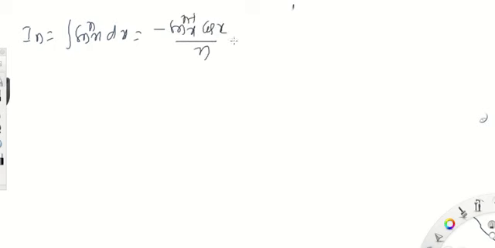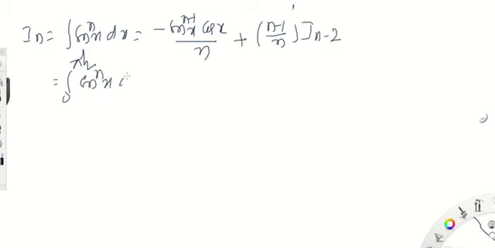Now finally I am writing the result. First result, if it is an indefinite integral, the integration of sine to the power of n x dx can be written as minus sine to the power of n-1 x cos x divided by n, plus (n-1)/n into I_{n-2}. Similarly, what is the value of the definite integral from 0 to pi/2 of sine to the power of n x dx? It can be written as (n-1)/n into (n-3)/(n-2) and so on.